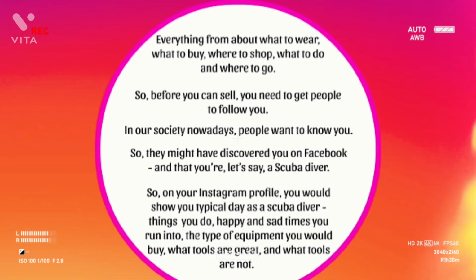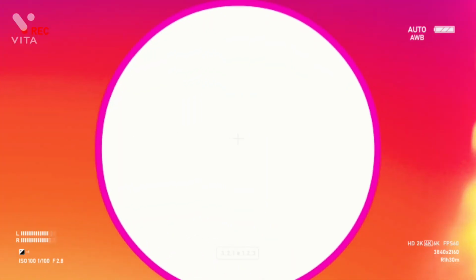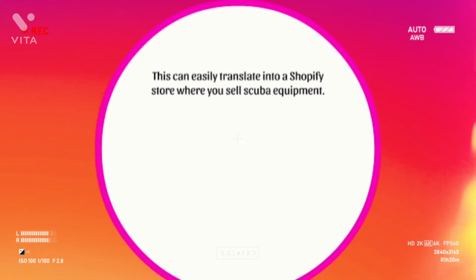So why would you want to do that? Well, if you think about the dollar signs, you think about the profit. As a scuba diver, you could be showcasing tools that you are using. And this could easily translate into, for example, a Shopify store where you sell scuba equipment. Maybe you can do an AliExpress drop shipping thing where they buy the product, you ship it from AliExpress, and you get a cut of it. And you don't even have to stock any inventory in your Shopify store. So that's something to look forward to from Instagram.